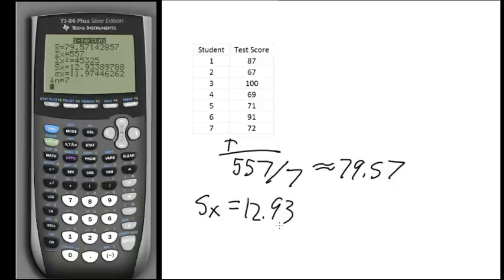What this means is that on average, the students were about 12.93 points away from the mean of 79.57. And that's how we can find the mean and standard deviation of a set of data points.